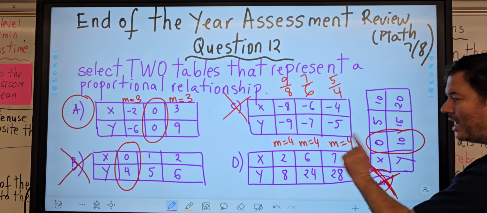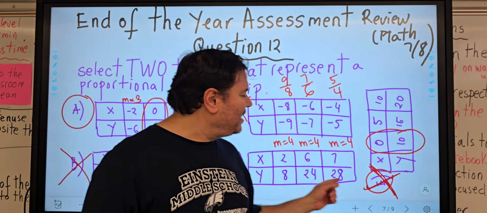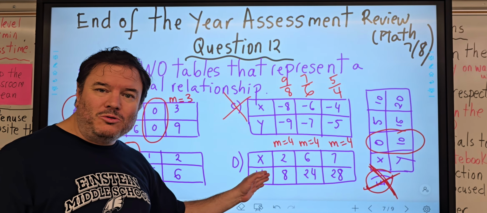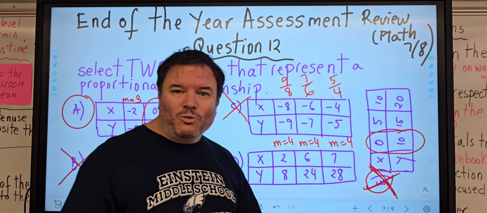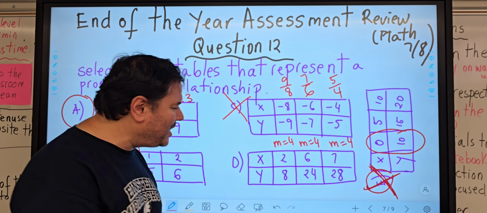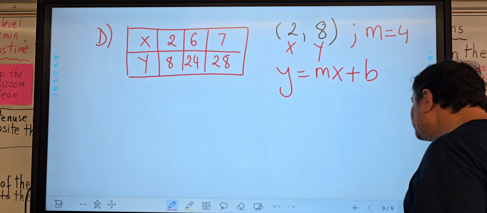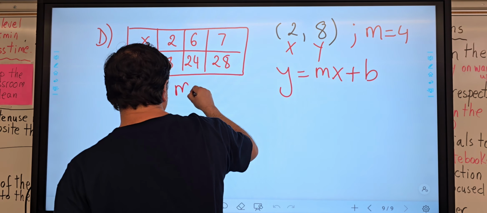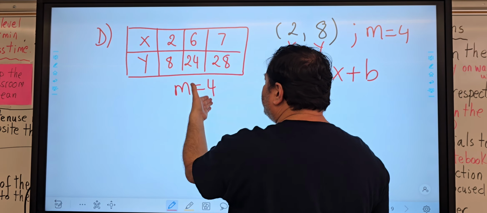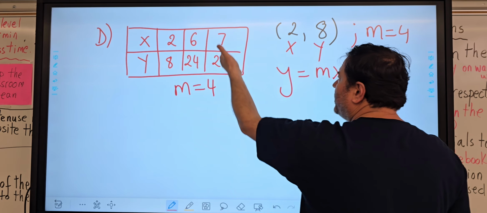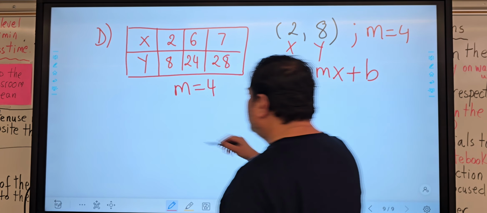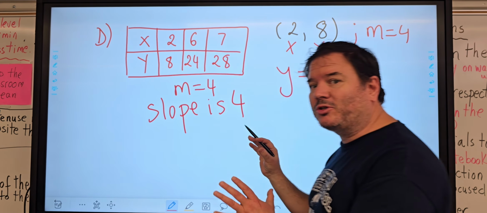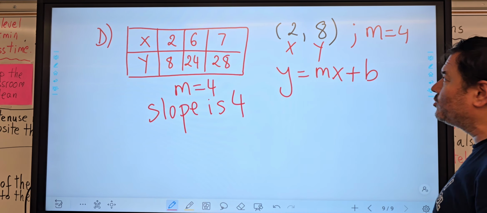We have A, but now let's check D to find out if, once we graph all these ordered pairs, the line goes through the origin, or if we can find y equals 0 and x equals 0. This is table D. We know for sure that m equals 4 because 8 divided by 2 is 4, 24 divided by 6 is 4, 28 divided by 7 is 4. So the slope is 4. If it has the same slope, that is great. But now let's see if it also goes through the origin.